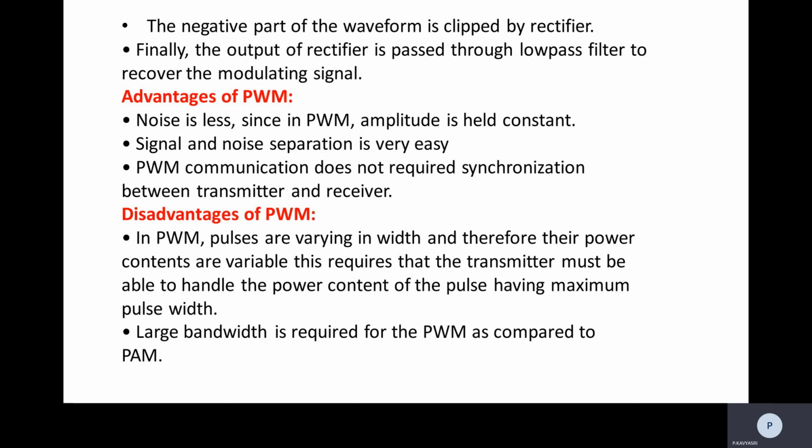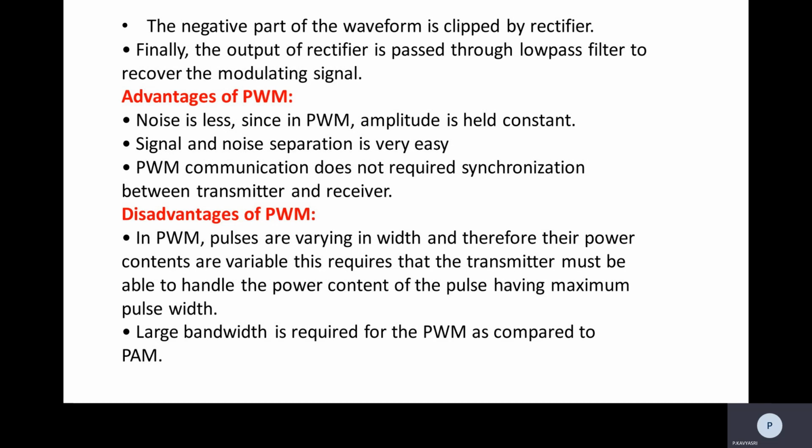Now we will see the advantages and disadvantages of a PWM. Coming to the advantages, noise will be less because, unlike in PAM, the amplitude is held constant. Because of that reason, noise will be less, and signal and noise separation is also very easy. And PWM communication does not require any synchronization between the transmitter and receiver. So these are the advantages of pulse width modulation.